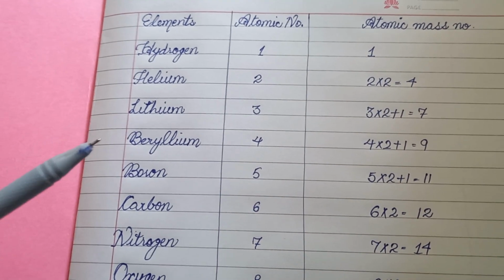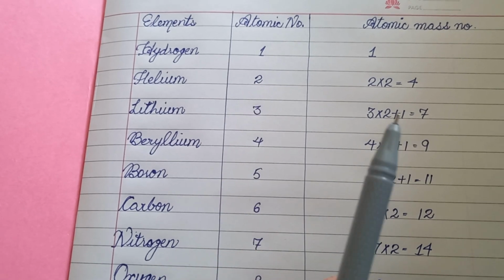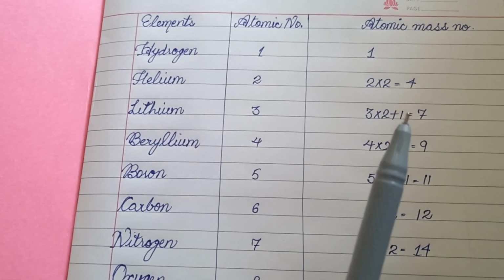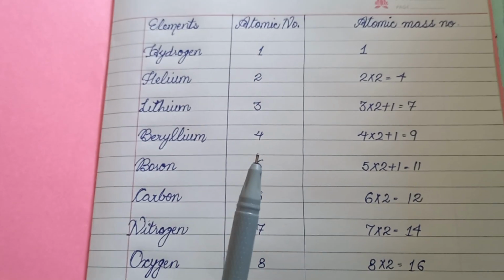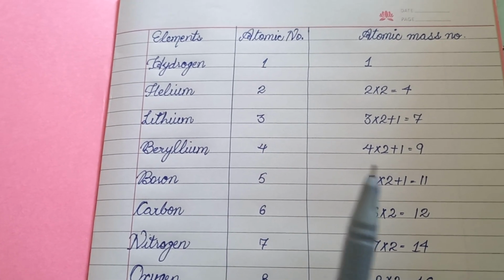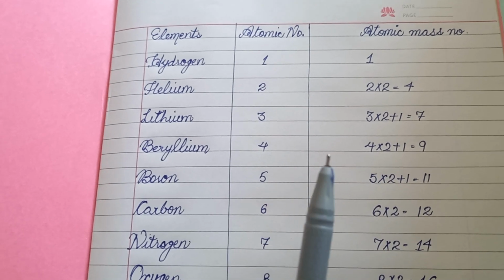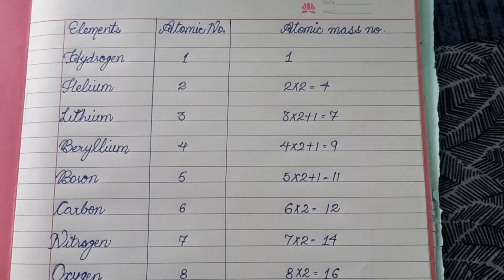Let's talk further. Helium: the atomic number is even, 2, and its mass number will be 2 multiplied by 2, equal to 4. Lithium: the atomic number is 3. 3 into 2 plus 1 is 7, because it is an odd number.